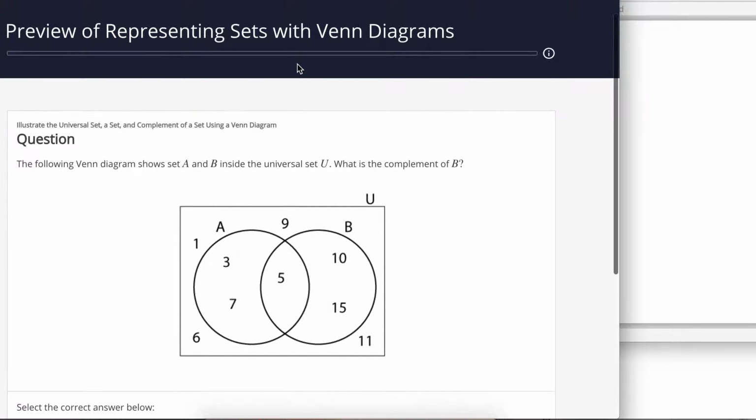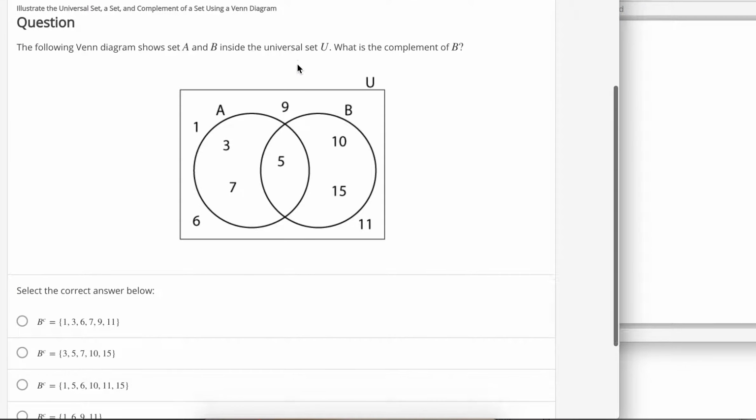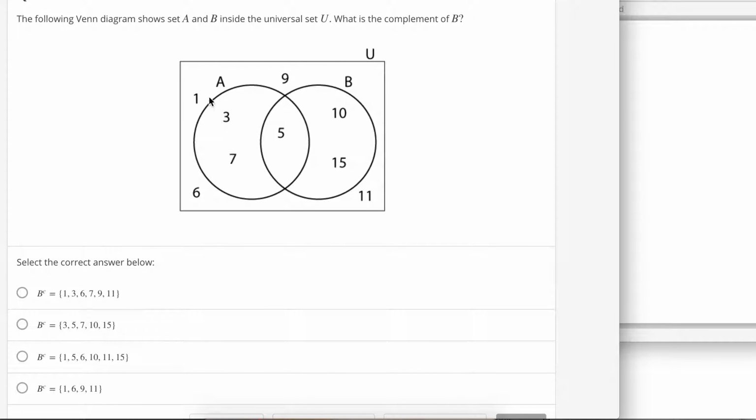This topic is representing sets with Venn diagrams. You get two sets, set A and set B. A might be the number of people that have cell phones. B might be the number of people that drive their own car. And remember, U just represents everyone in your sample, everyone that you're investigating. So if you ask people, do you have a cell phone? Do you drive your own car? The union would be everyone, including the people that don't have a cell phone and don't have a car.